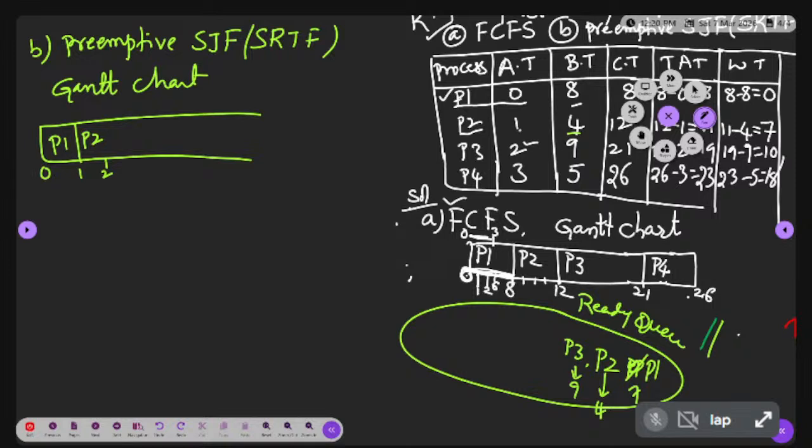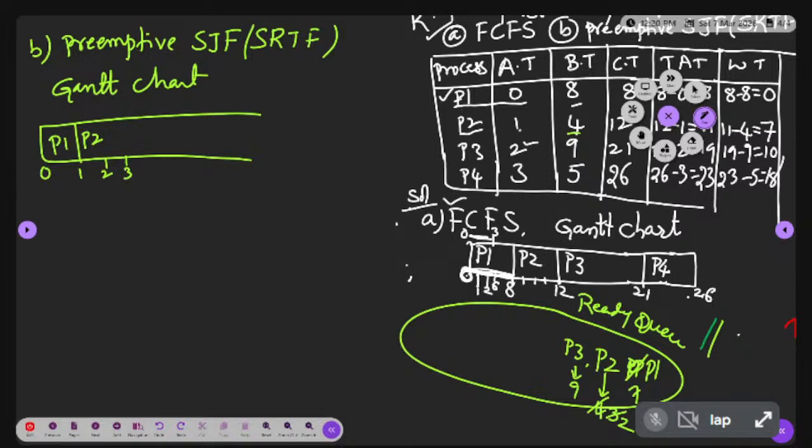P1, P2, P3. P1 already started, needs 7 more seconds. P2 already 1 second over, needs 3 more seconds. P3 needs 9 seconds. Who is the shortest one? 3. So let's allow P2 one more second. After 1 second, it is requesting 2 more seconds.